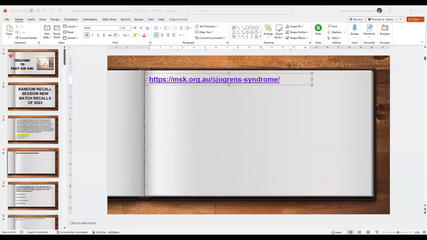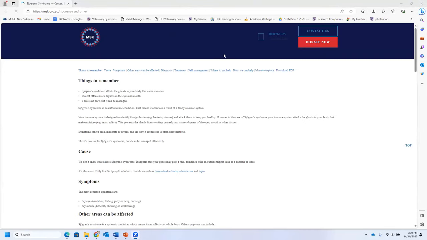I'm just going to open up this one. She is already on eye drops. So methylcellulose is a better eye drop. It kind of stays and provides more lubrication. Okay, so this is taking a bit of time. All right.